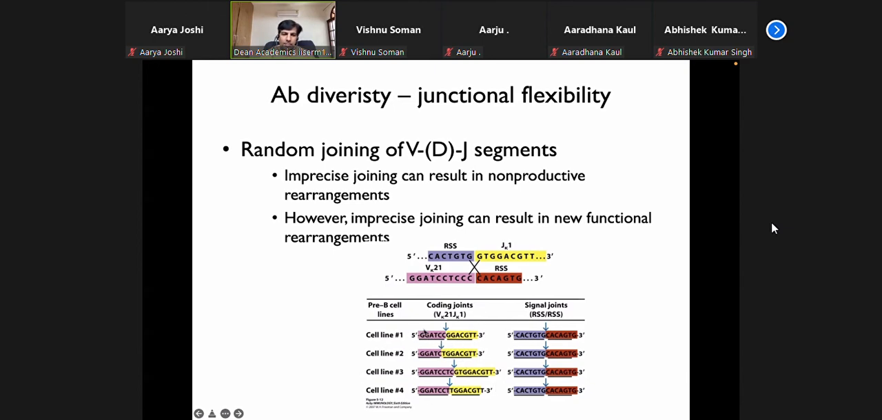In this table, it's shown that if you look at these different clones, they have different utilization of these segments. The sequence is different. This is a nucleotide sequence, and if you translate it to amino acid sequence, that is also going to be different, right? And each one of those cell lines has a different antigen specificity, so this is helping in generating more and more antigen specificity.